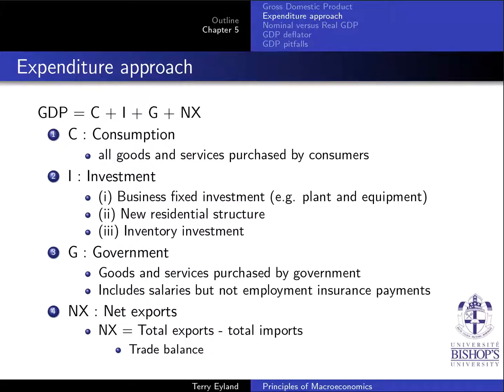Now we're going to look at calculating GDP using the expenditure approach, which will be the technique used for this class. In a very simple form, you're going to see that calculating GDP is simply adding up consumption, investment, government spending, and net exports, which is exports minus imports.